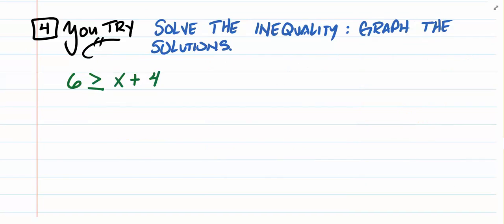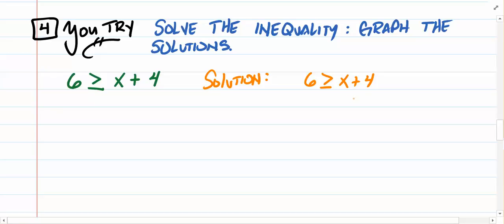Box number 4 is a U-try. I would like you to solve the inequality and graph the solutions. Here's the solution. We've been given that 6 is greater than or equal to x plus 4. I'm going to subtract 4 from both sides and say that 6 minus 4 is 2. So 2 is now greater than or equal to x. I'm going to choose to rewrite that as x is less than or equal to 2.